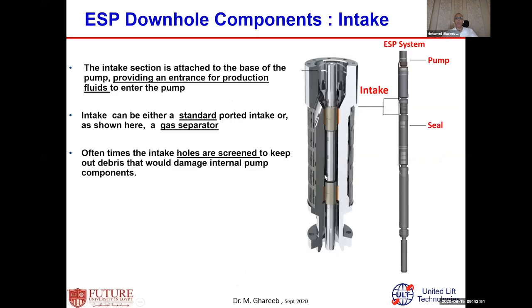What is the intake of the pump? Talking about the pump, it's a centrifugal, multi-stage pump. Each stage has two main pieces, impeller and diffuser, plus some thrust bearings and washers between them. It is available in different configurations and sizes, and the stages have different geometry and so on. What is connected to the pump? What are the next items downhole? In the ESP assembly, what connects to the pump?